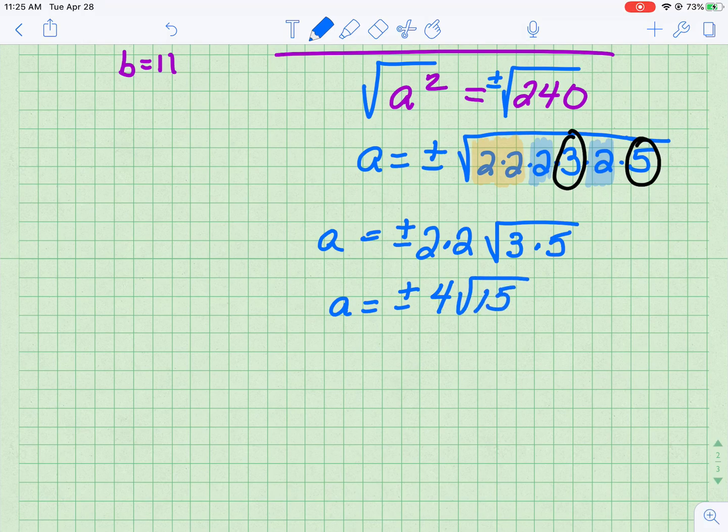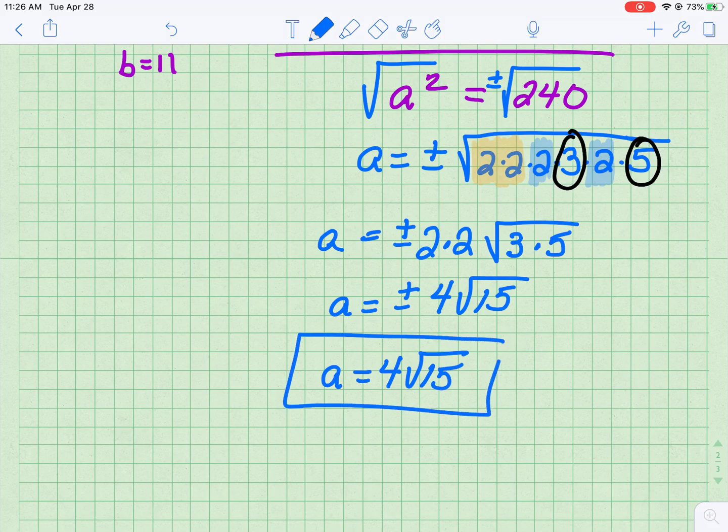But we just discussed that if we're talking about the length of the side of a triangle, that's not going to be negative. So geometrically speaking, the answer is A equals 4 root 15. And that's going to be our answer.